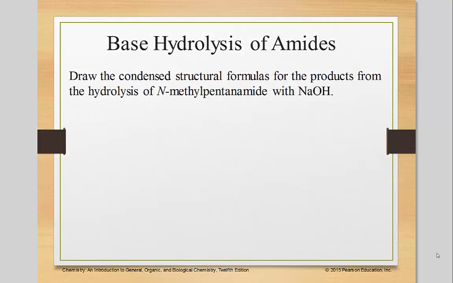Draw the condensed structural formulas for the products from hydrolysis of N-methylpentanamide. So we know we have an amide here. And on that nitrogen we have a methyl group. And we have pent, which means 5. So 1, 2, 3, 4, 5. Let's draw in those hydrogens real fast.